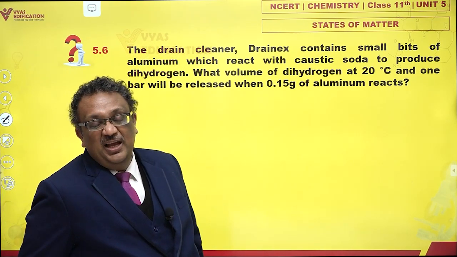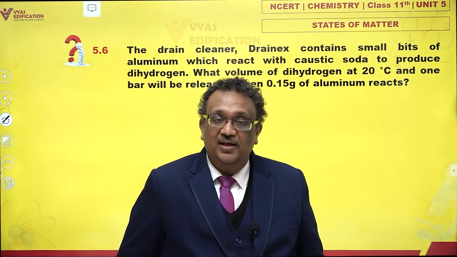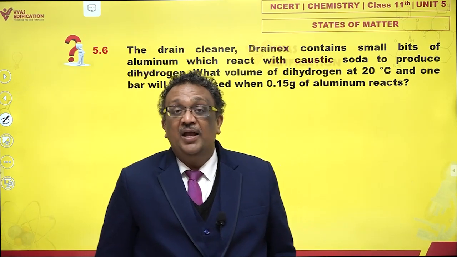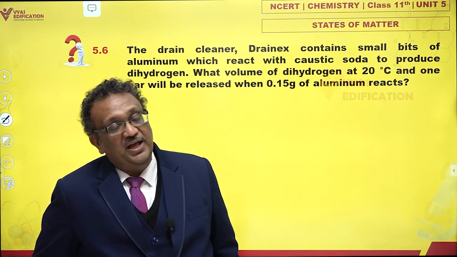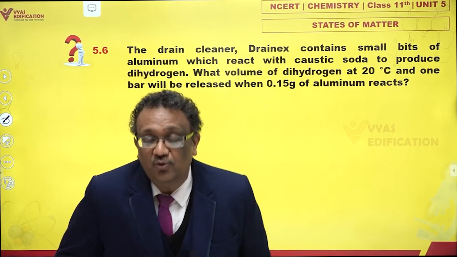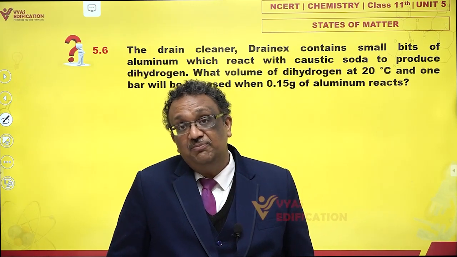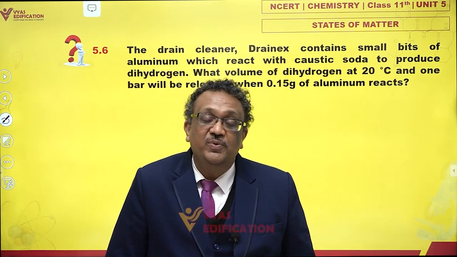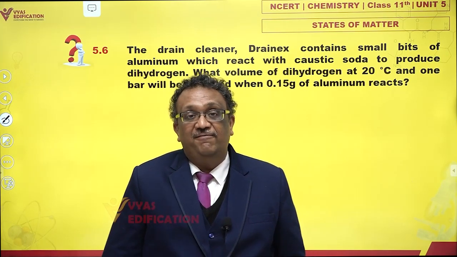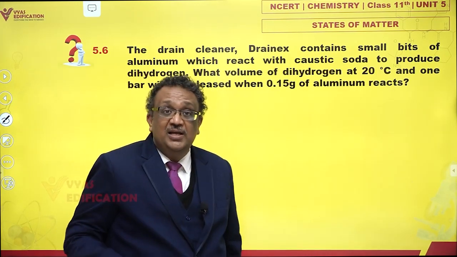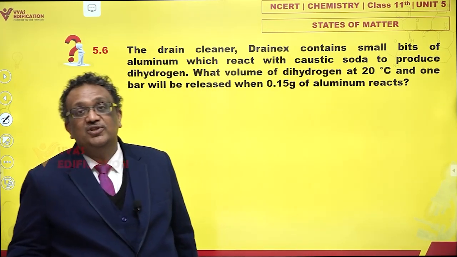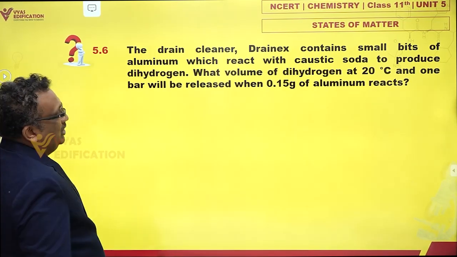Now they are reacting aluminium with NaOH, caustic soda, and they want the release of dihydrogen gas. They want to do calculations. This is gaseous state combined with mole concept. Unfortunately, you have to be aware of the equation. The first problem which you might encounter is that you don't even know which equation you have to write down. So let me write down the equation for you.